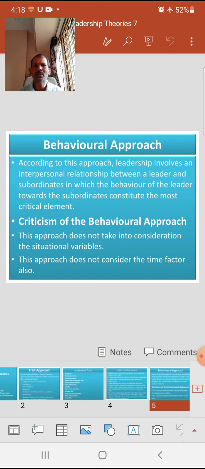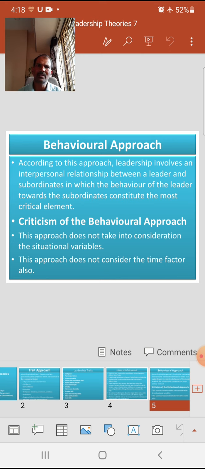The good behavior of the leader raises the morale, builds up confidence and spirit among the team members, and lack of good behavior will discard him as a leader. The behavioral approach differs from the traits approach in that the traits approach emphasizes some particular trait to be possessed by the leader, whereas this theory emphasizes particular behavior by him.